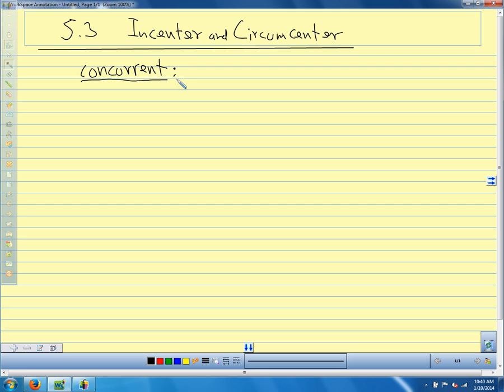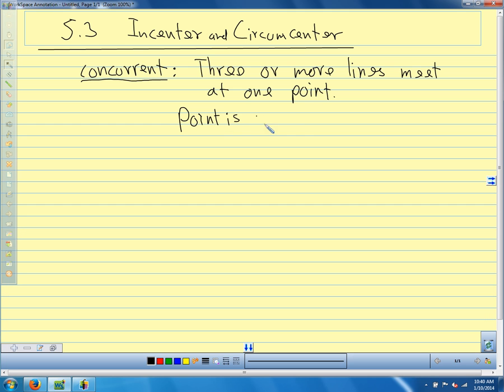But what we're going to say concurrent means is when three or more lines meet at one point. So that's what we're going to say for now. That's how we're going to use the word concurrent, where three or more lines are meeting at one point. We call the point the point of concurrency.